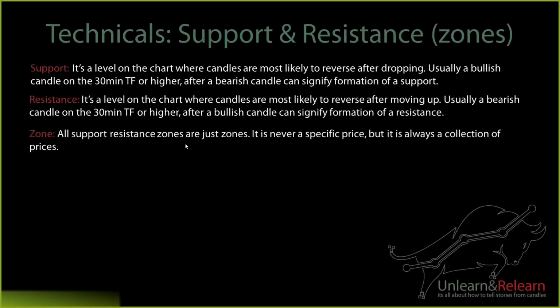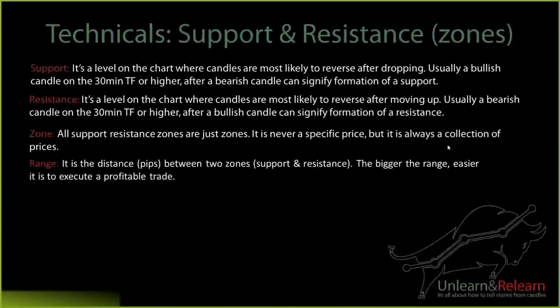Now, when you're talking about zones, all support resistance zones are just zones. It's never a specific price. It's always a collection of prices. Back in the day when we started, we used to draw lines as support resistance. Let's say you're looking at price at 100, someone would say, oh, my support is at 100. How come your support is at 102? So we realized that those support resistances are just a range of prices, a collection of prices. So that's why we signify them based on candles.